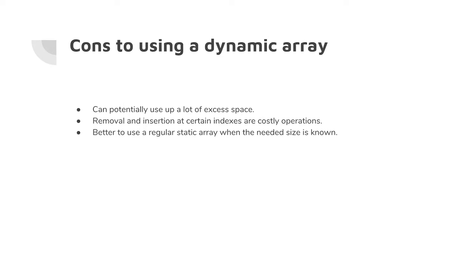So, cons to using a dynamic array. It can potentially use up a lot of excess space, which means that, say we only have 5 elements, but in actuality, our dynamic array has a capacity of 10. That means you have 5 unused spaces, and that it's pretty much taking space. And that's a small case, because what if you have, say, 2 items, but the capacity is 20, you're wasting 18 spots, or spaces. So, it can potentially take up a lot of space.